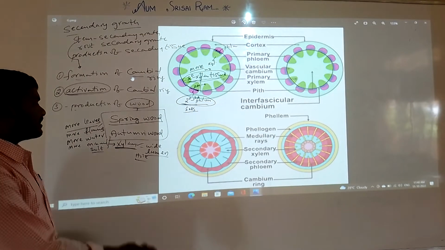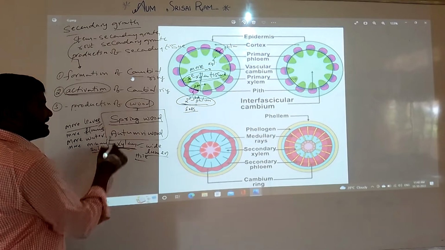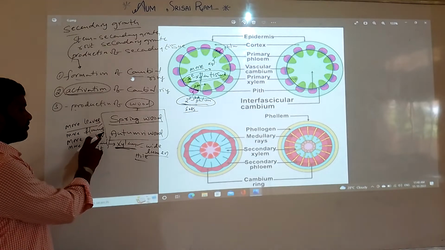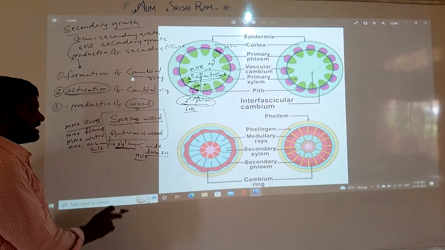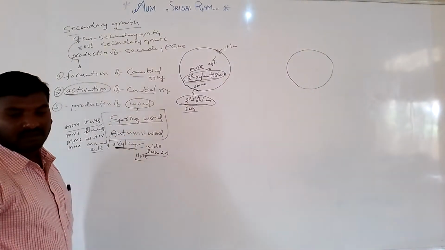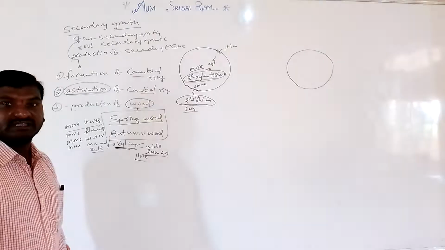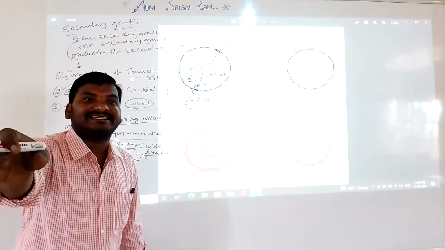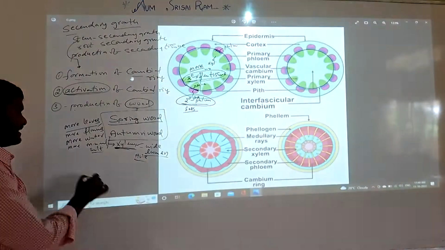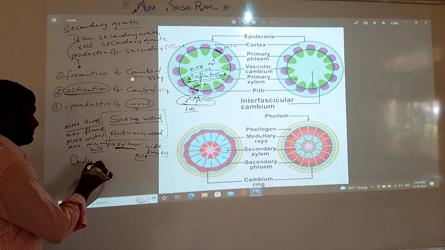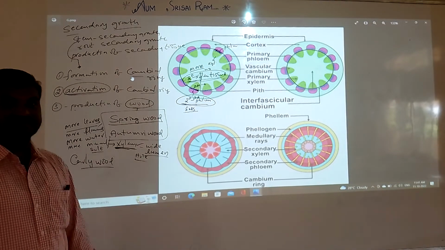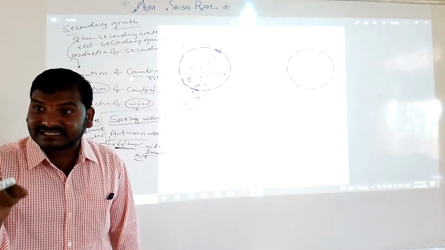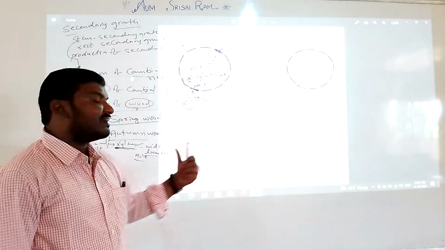So the xylem which is produced in the spring season, due to the more leaves and more flowers, for the purpose of more water, more mineral and more salt conduction, is called what? Spring wood. The wood which is produced in the spring season is called spring wood, and it is also called early wood. What is the meaning of early? First. It comes first, so it is first wood.